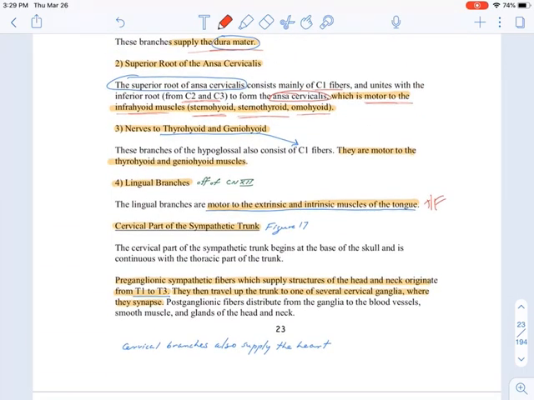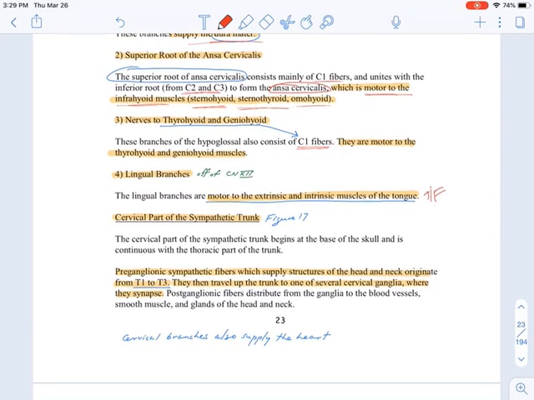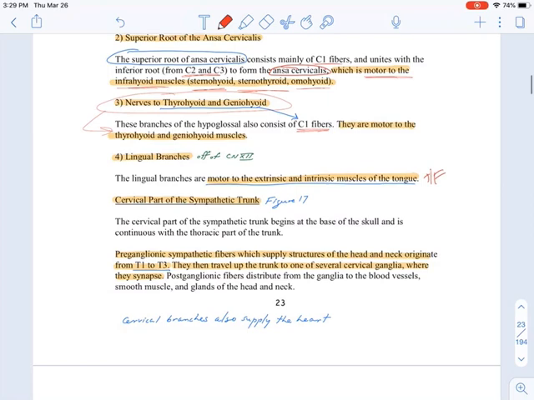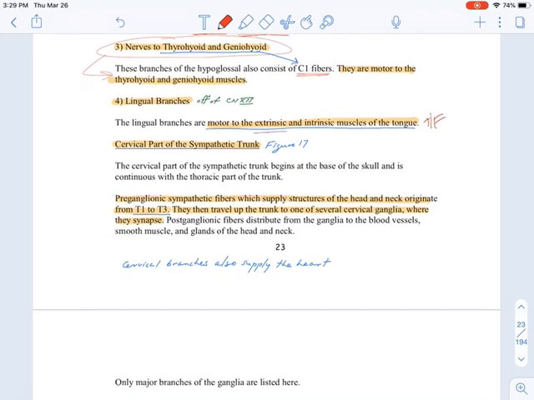Now we have nerves to the thyrohyoid and geniohyoid. It's going to be mainly C1 fibers, and the nerve is named for exactly what it does, motor innervation to the thyrohyoid and geniohyoid. Lingual branches, motor to your extrinsic and intrinsic muscles of the tongue, both of these guys. Lingual branches controlling both the extrinsic and intrinsic. Been seen as a true or false before.